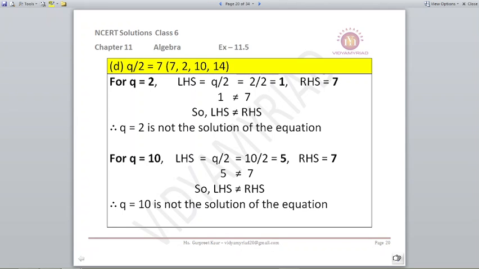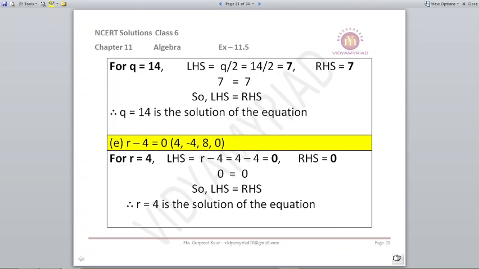Q upon 2 is equal to 7, where Q is 7, 2, 10 and 14. So first of all, let's put Q is equal to 2. Now 2 upon 2 is 1 and 1 is not equal to 7. So Q is equal to 2 is not the solution of the equation. When Q is equal to 10, 10 upon 2 is 5. So 5 is not equal to 7. So we say left hand side is not equal to right hand side. So Q equal to 10 is not the solution for the equation.